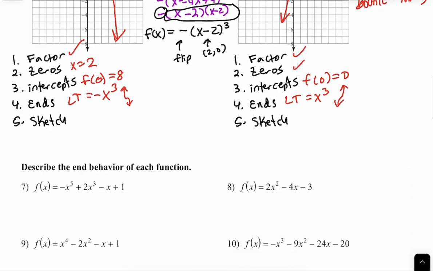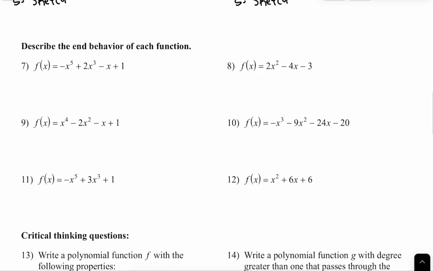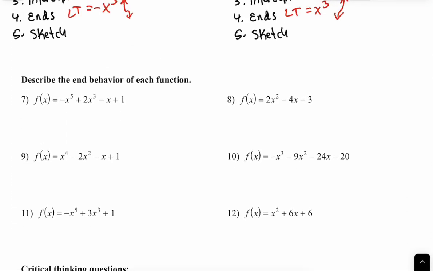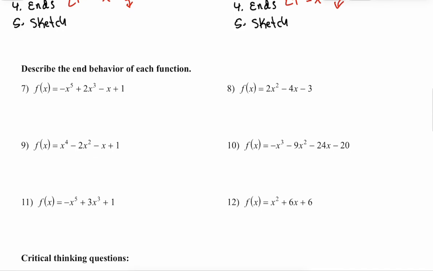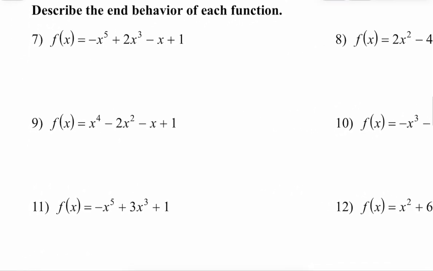Okay. So for these problems, we're going to quickly talk about the end behavior. Just a little bit more practice on that concept. Let's just do these 3 odd ones since we're here, and we can see them real nice. Always pull out your highest term.